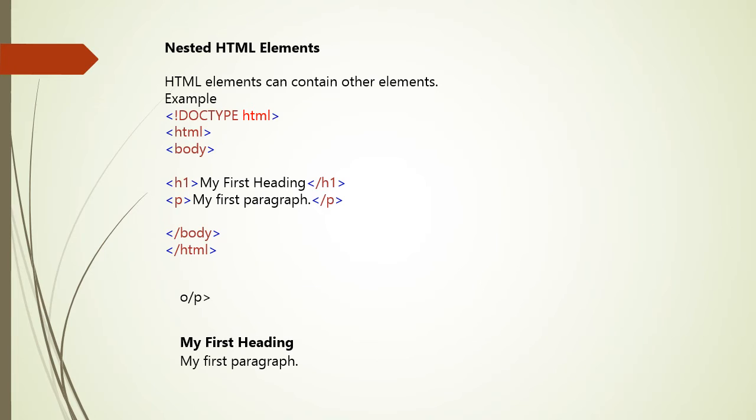Consider the nesting of HTML elements. HTML elements can be nested. This means that elements can contain other elements. All HTML documents consist of nested HTML elements. The following example contains 4 HTML elements: html, body, h1 and p. Consider the example: exclamation doctype html, body, give the heading, give the paragraph. So in the heading we have given my first heading, and in the paragraph we have said my first paragraph. So the obvious output of this program is my first heading and my first paragraph.